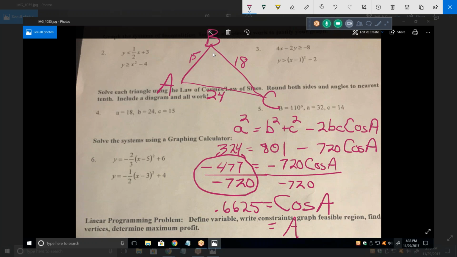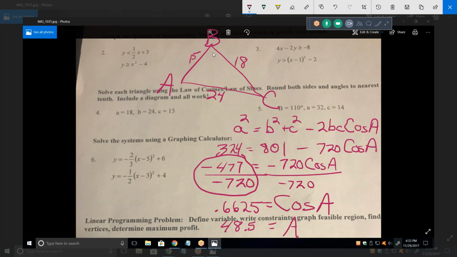48.5091. Is your calculator in degrees? Yeah. 5091? Yep. So it says round both sides and angles to the nearest tenth. Should we do that now or at the end? You do it now, I think.